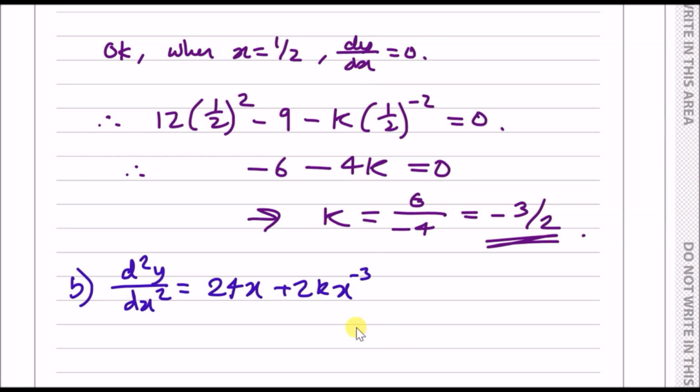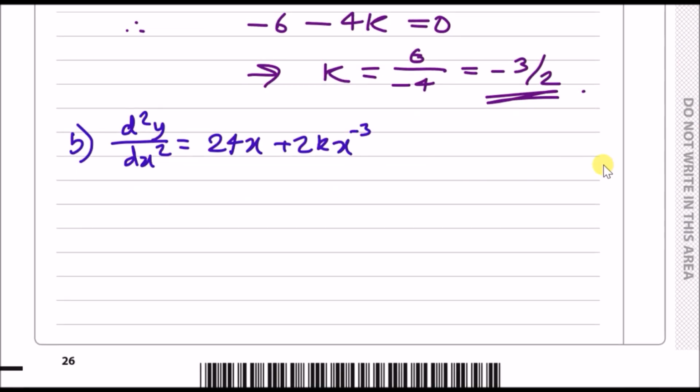Now we know what the value k is, don't we? It's actually minus 3 over 2. So we can say, okay, this is the same as 24x, and so 2 times minus 3 over 2 is actually minus 3x to the negative 3.